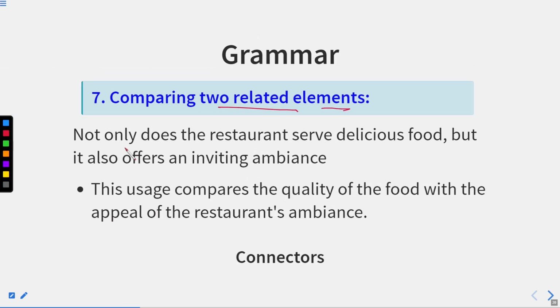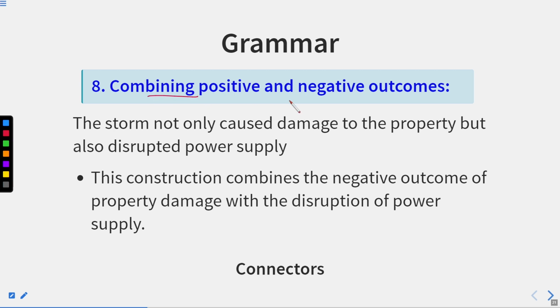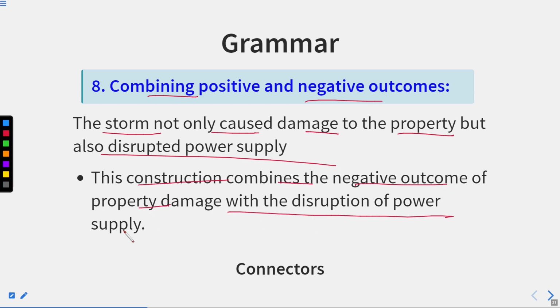Comparing two related elements: not only does the restaurant serve delicious food, but it also offers an inviting ambience. Combining positive and negative outcomes: the storm not only caused damage to the property but also disrupted power supply. This construction combines the negative outcome of the property damage with the disruption of power supply.